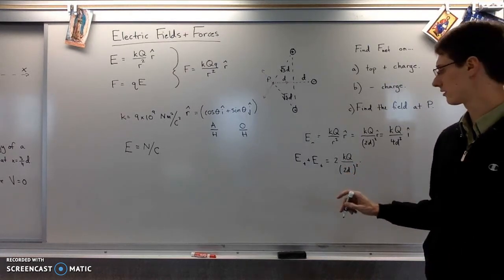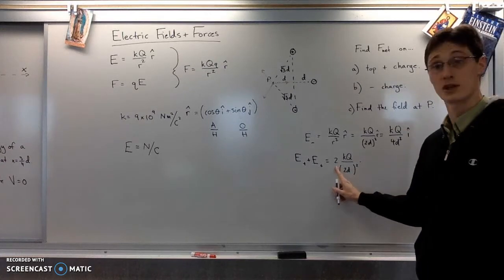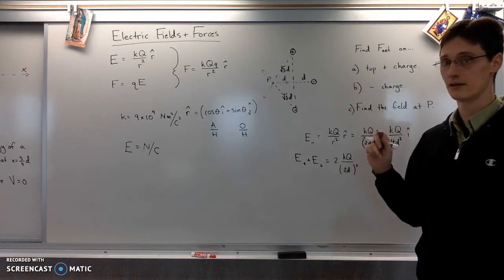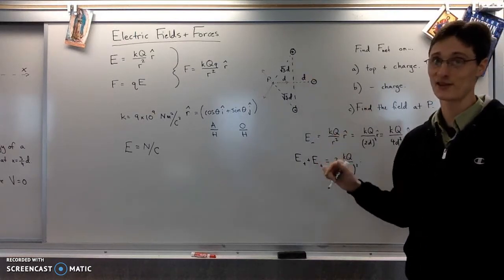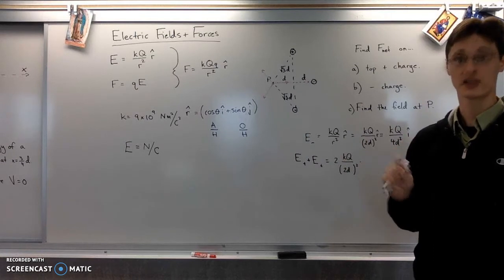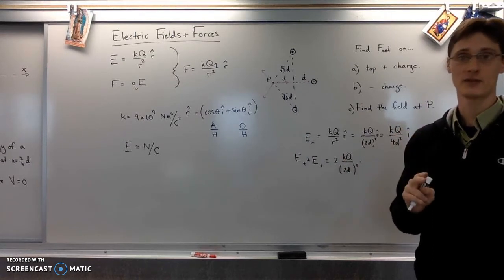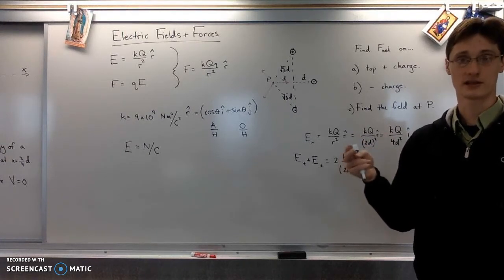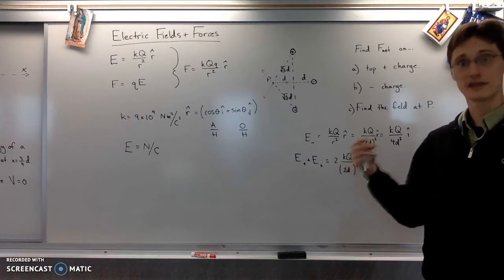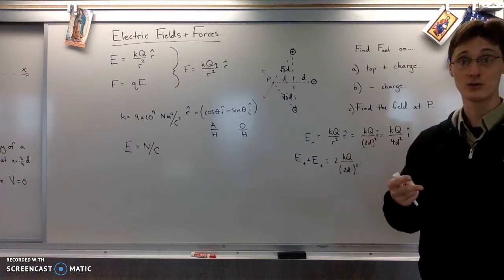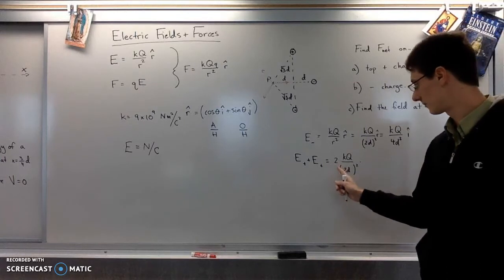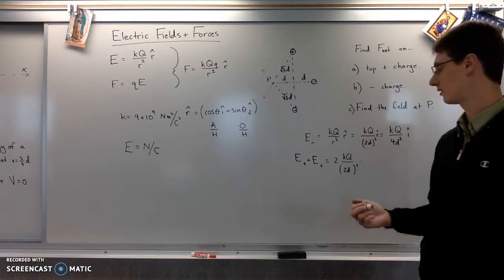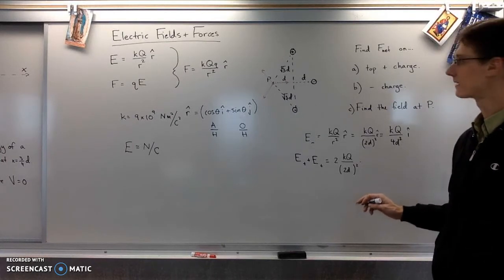Let's back up in case you're confused. I have a 2 there because there are 2 charges here, therefore 2 electric fields. And the component I'm keeping from each one is the i component. As we discussed, the j component's going to cancel out, so I'm keeping the i component from each one. Since I've got 2 of those and they're identical, I'm going to multiply whatever answer I get for one of those components by 2.